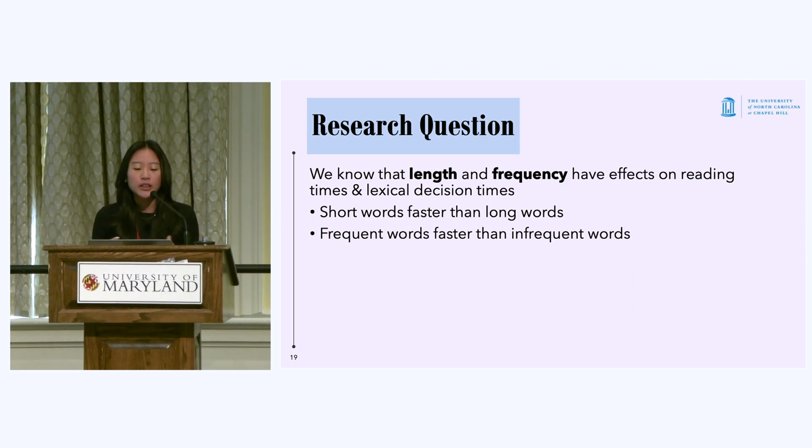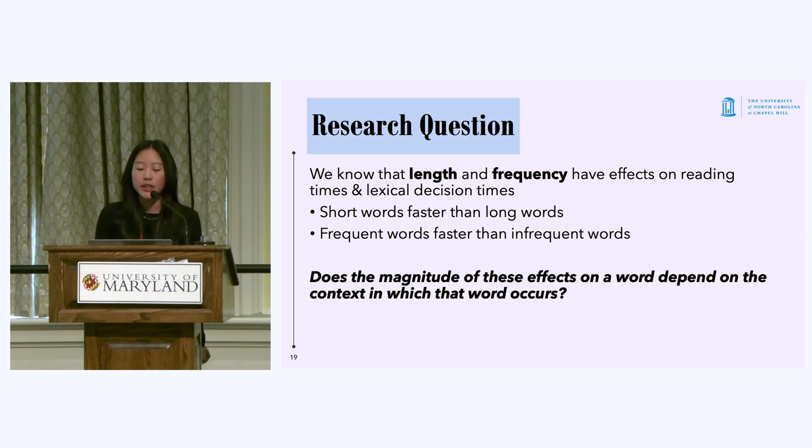So putting this all in the context of what I talked about earlier, we know that length and frequency have effects on reading times and lexical decision times, such that short words are processed faster than long words, and frequent words are processed faster than infrequent words. The research question we were interested in is, does the magnitude of these effects on a word depend on the context in which that word occurs?